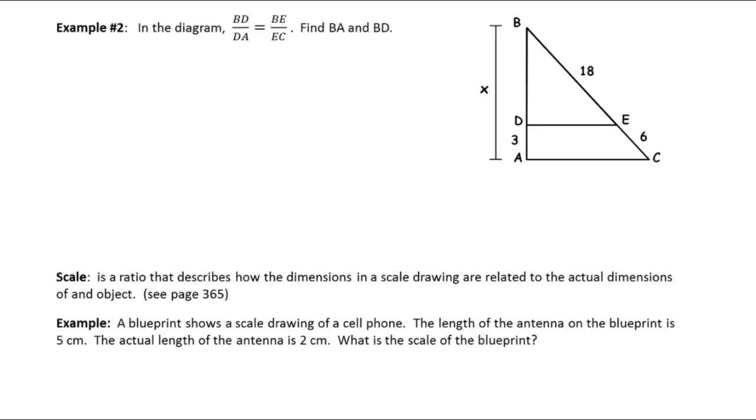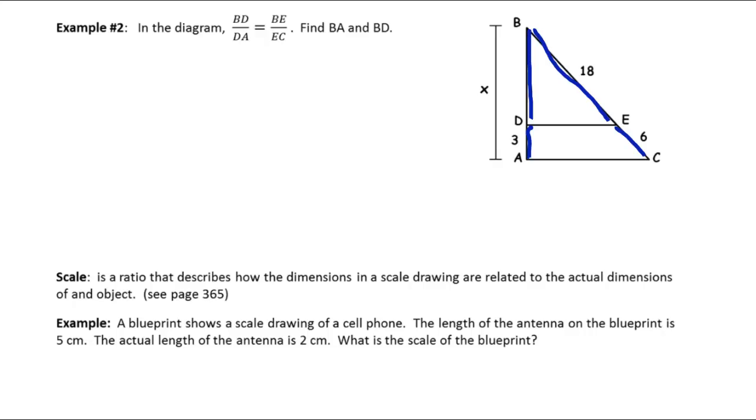In this diagram, it says that BD over DA, the ratio of BD, right here, over DA, the ratio of those two pieces are in the same ratio as BE over here over EC. So those are going to be the same ratio. That will give us an equal proportion and help us solve. Now, if you look in the book, it's going to have you use that fourth property of proportion. I like to do it a little bit differently.